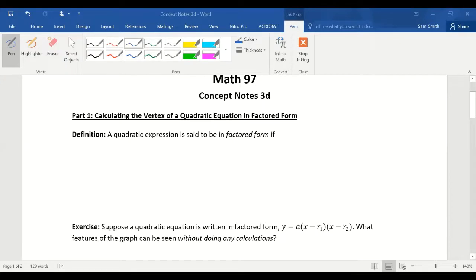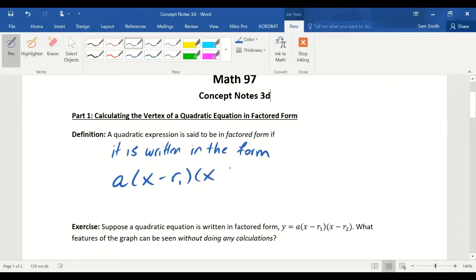And a quadratic expression that has been factored as much as possible is said to be in factored form if it is written in the form: number out in front, x minus some number, and it's traditional to call this number R1, and maybe something in the back, R2 in the back, x minus R2.